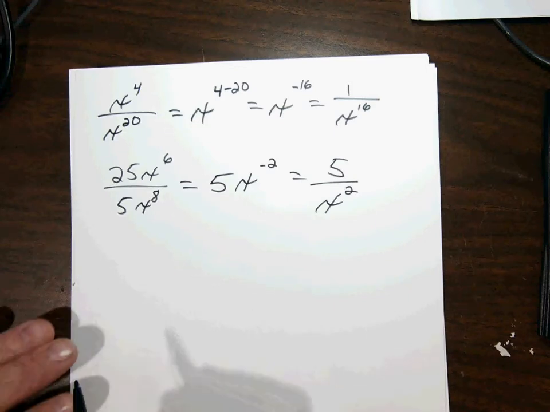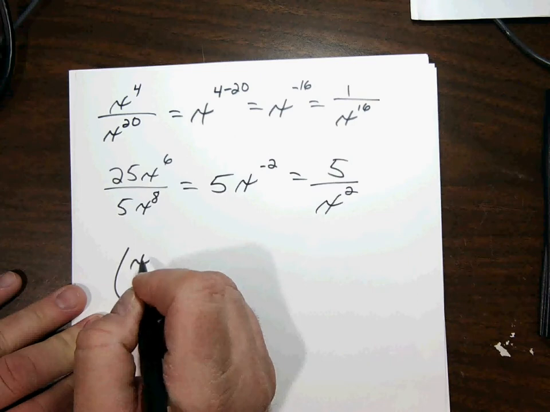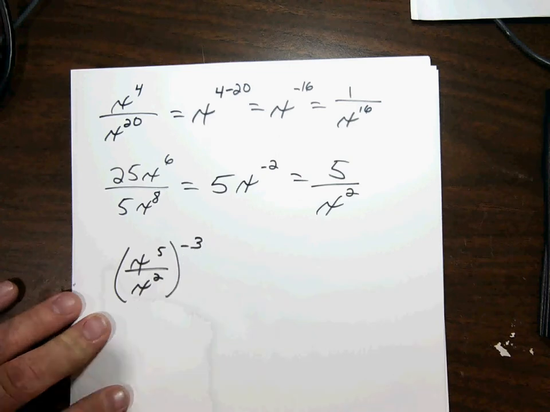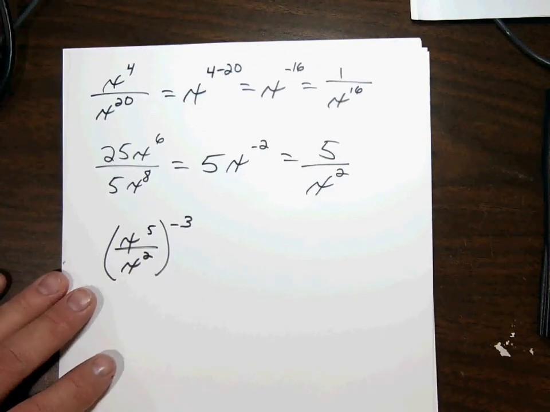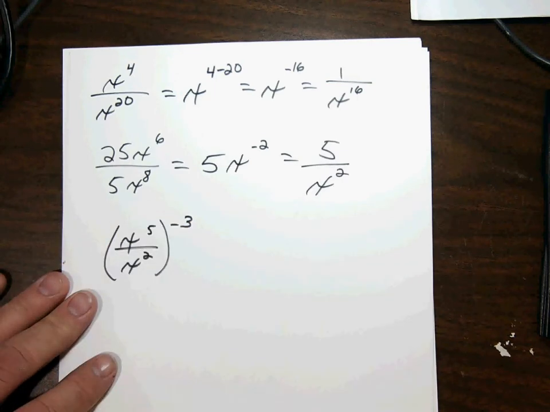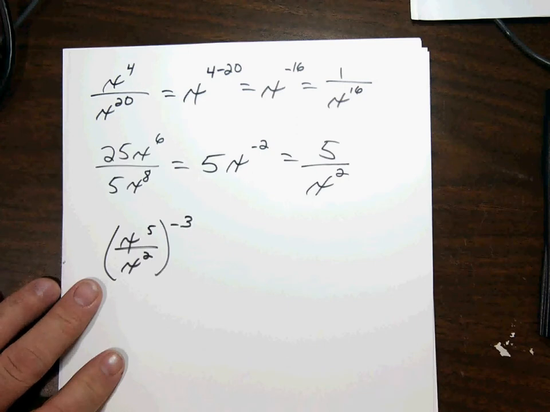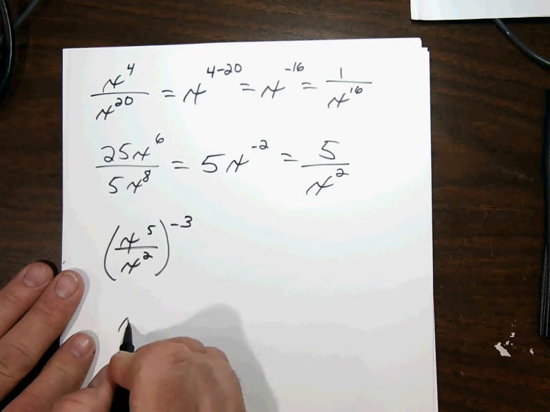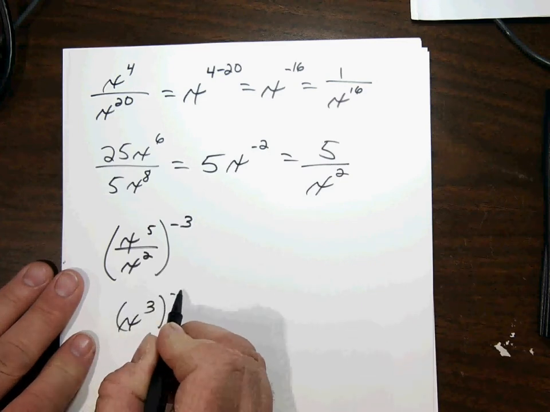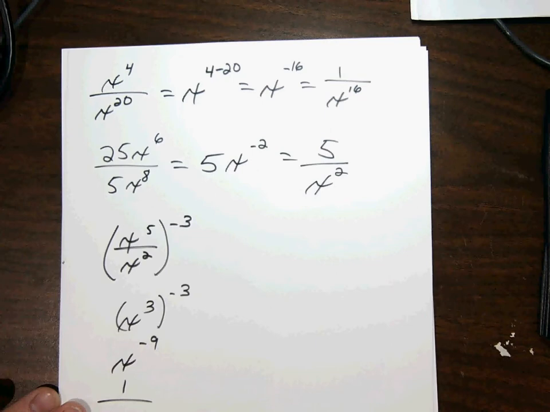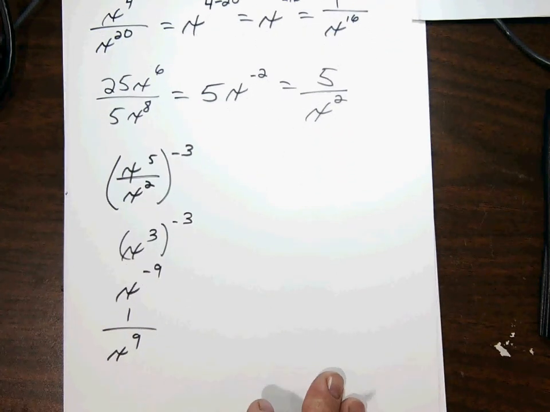If I have something like x to the 5th divided by x squared, and then I've got an outer negative exponent or even positive exponent, there's really 2 ways to do a problem like this. We can simplify what's in here first and then apply the outer exponent. That's the easiest way, so let's just do it that way. x to the 5th divided by x squared is x to the 3rd, right? But I've got this outer exponent of negative 3. They multiply, which gives me x to the negative 9, which is the same thing as 1 over x to the positive 9.